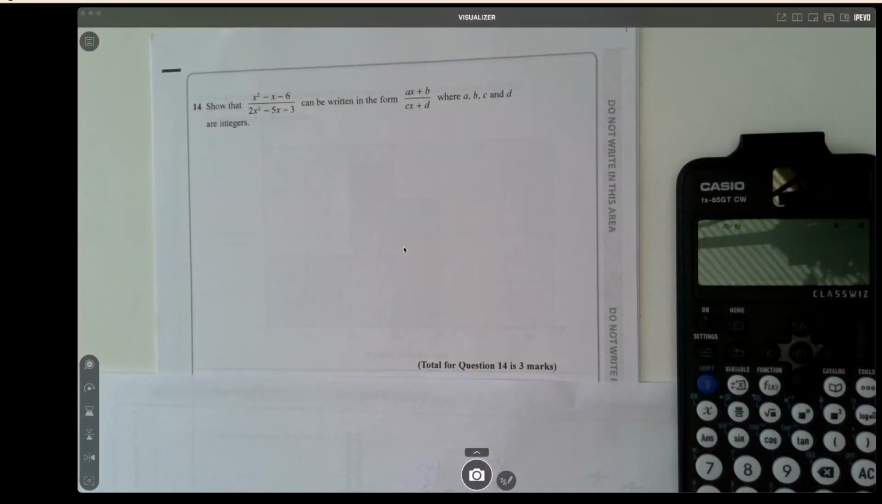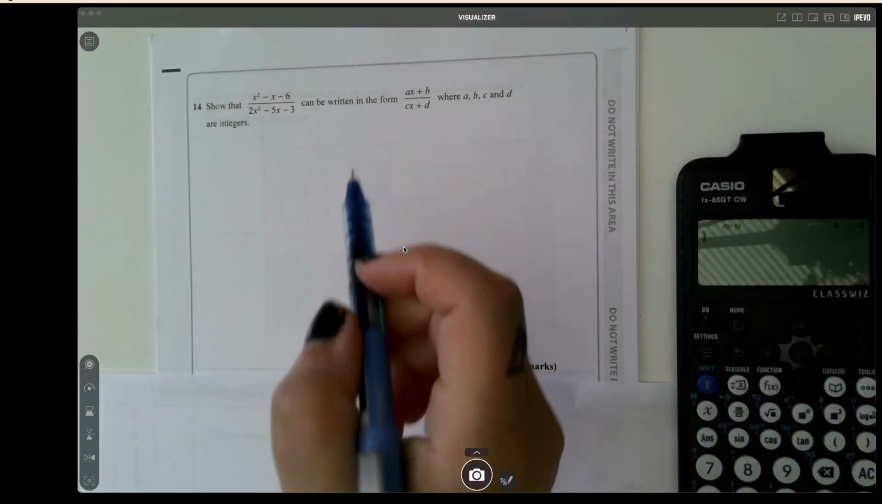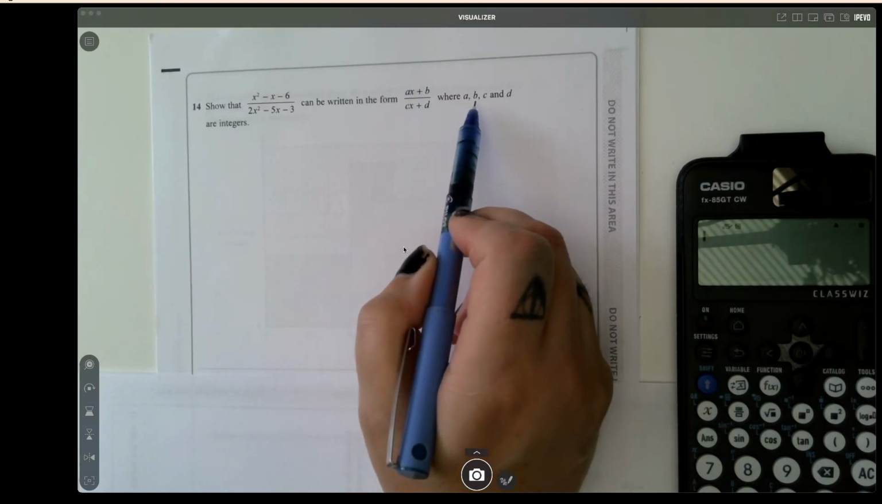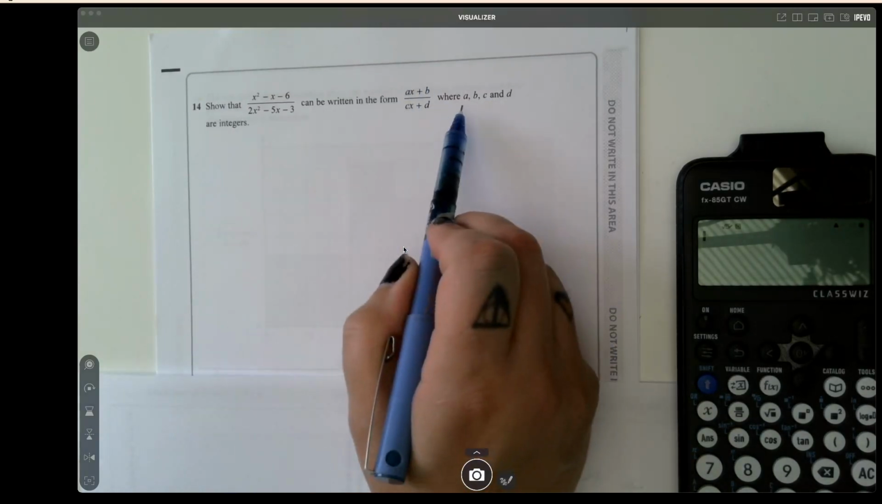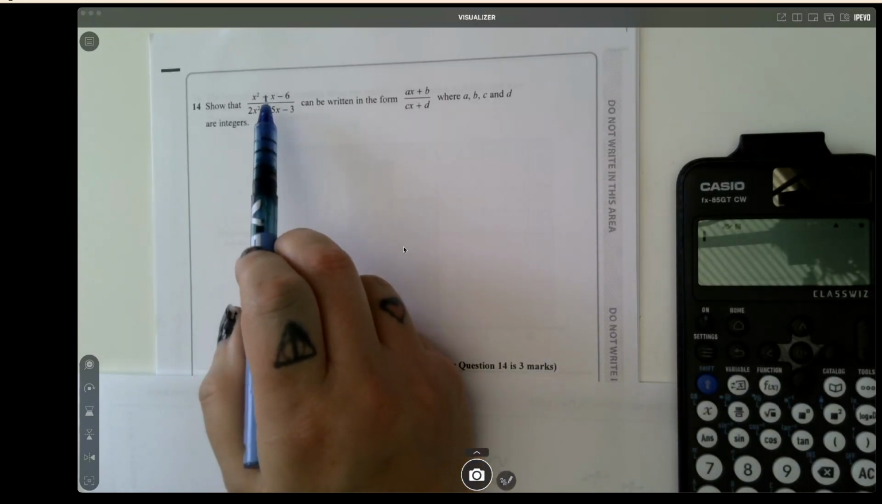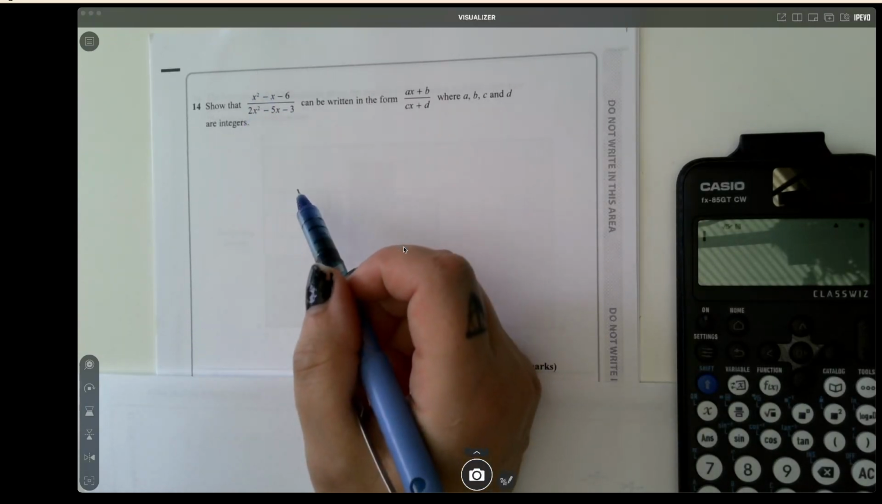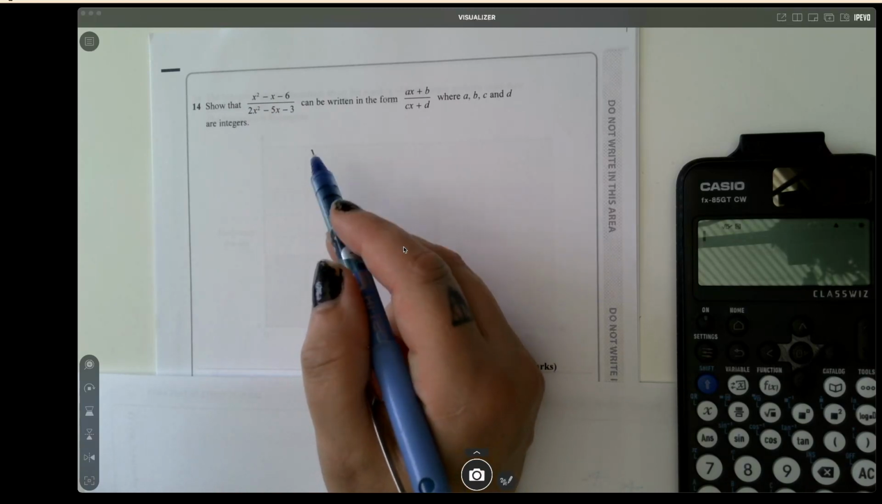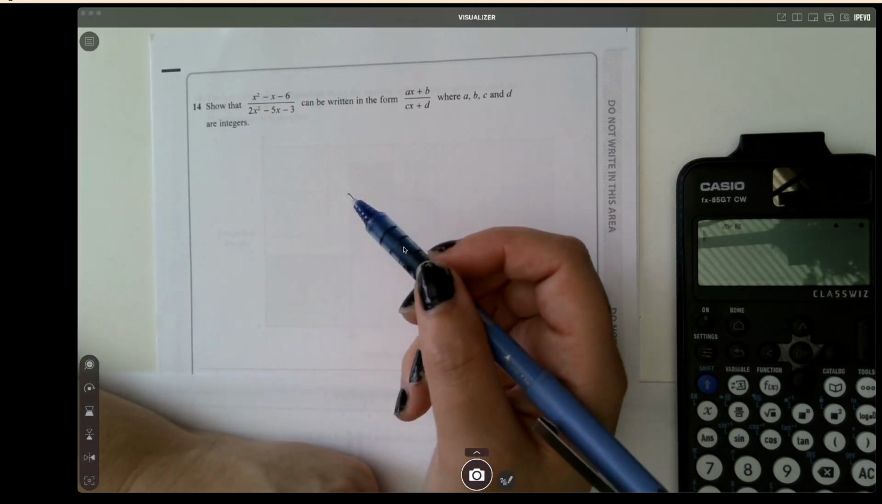Question 14. Show that the algebraic fraction can be written in the form here where A, B, C and D are integers. So A, B, C and D are whole numbers. We've got a quadratic on the top and the bottom of this fraction. So we're going to factorise both of those quadratics and then we can simplify.